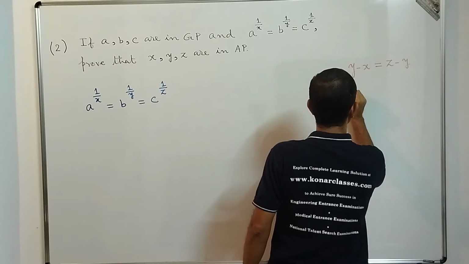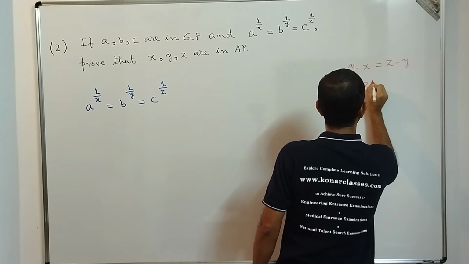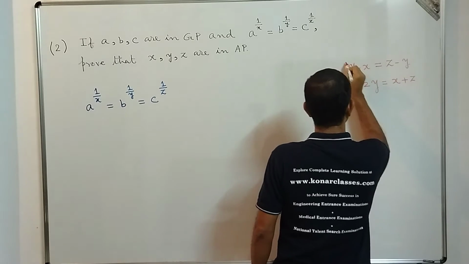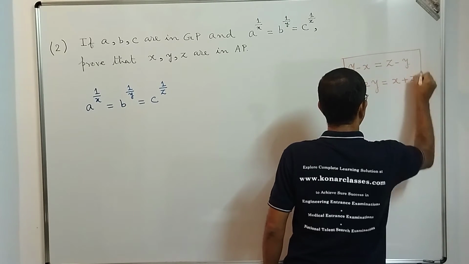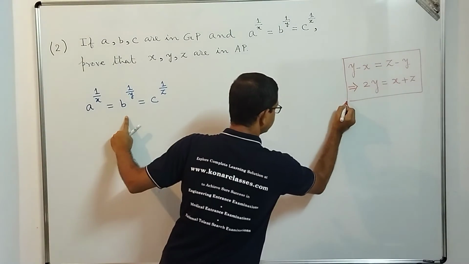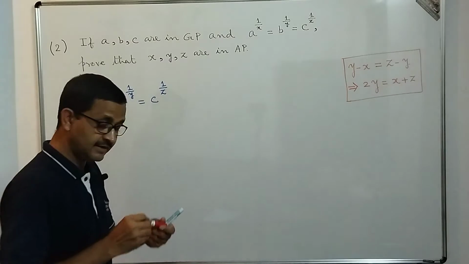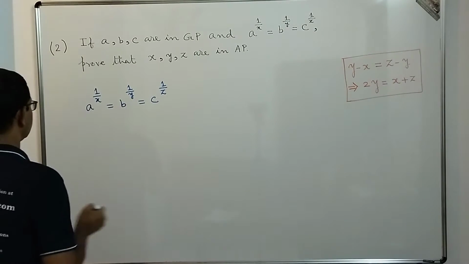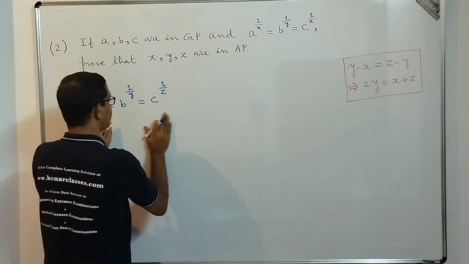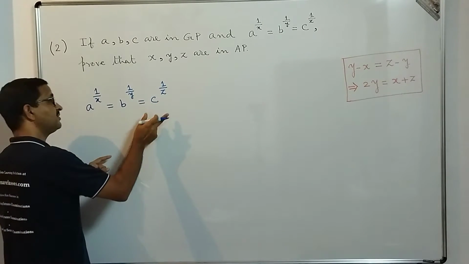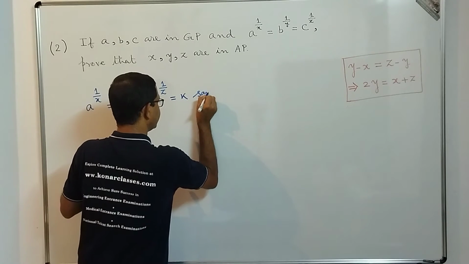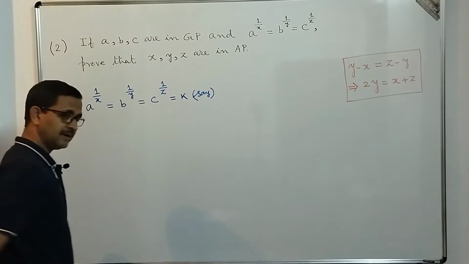If x, y, z are in AP, that means this is going to be true. This means what, dear students? This means that 2y is equal to x plus z, and we need to prove this. We need to prove this from this relation. Let's see how we can prove it, dear students. So let's assume that a power 1 by x equal to b power 1 by y is equal to c power 1 by z, that is equal to k. Let's assume k be any number.